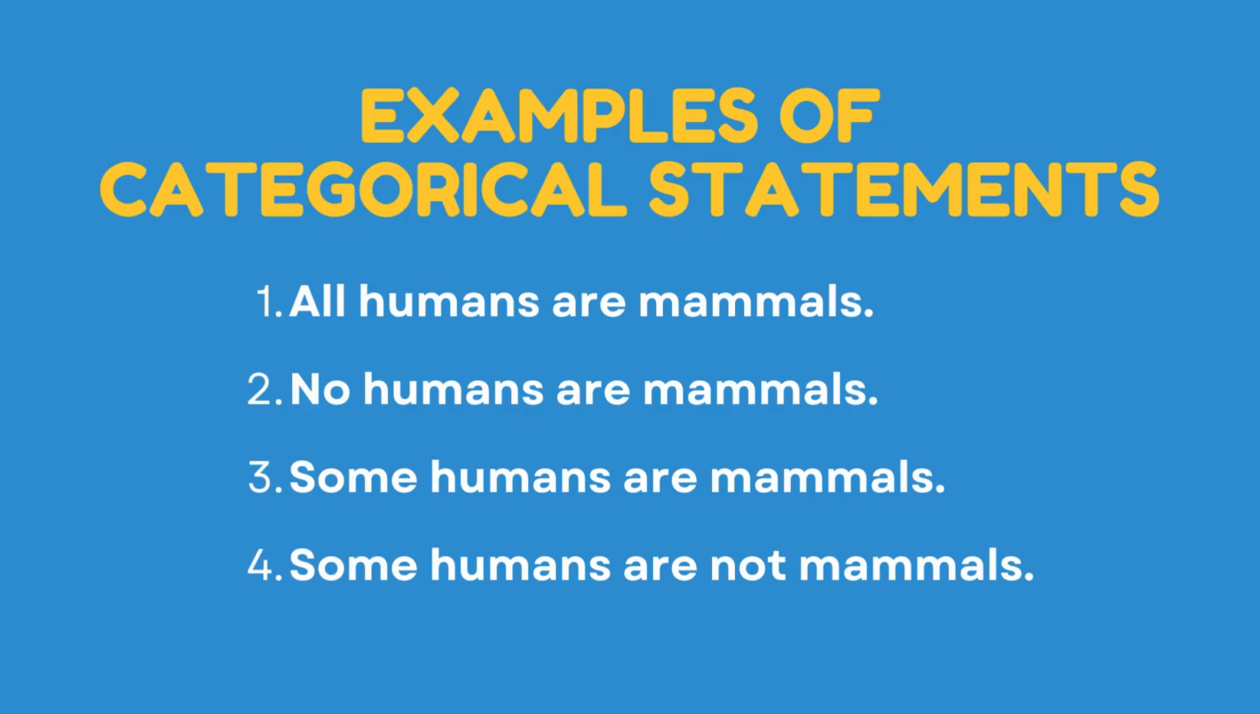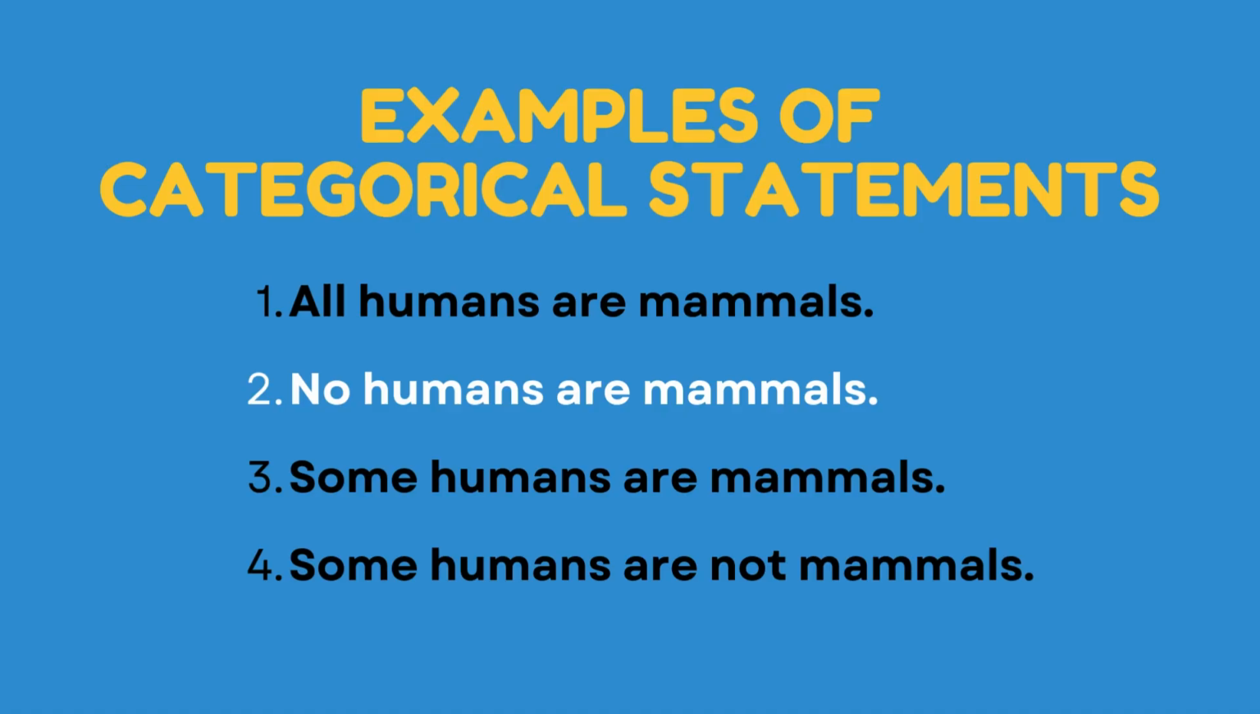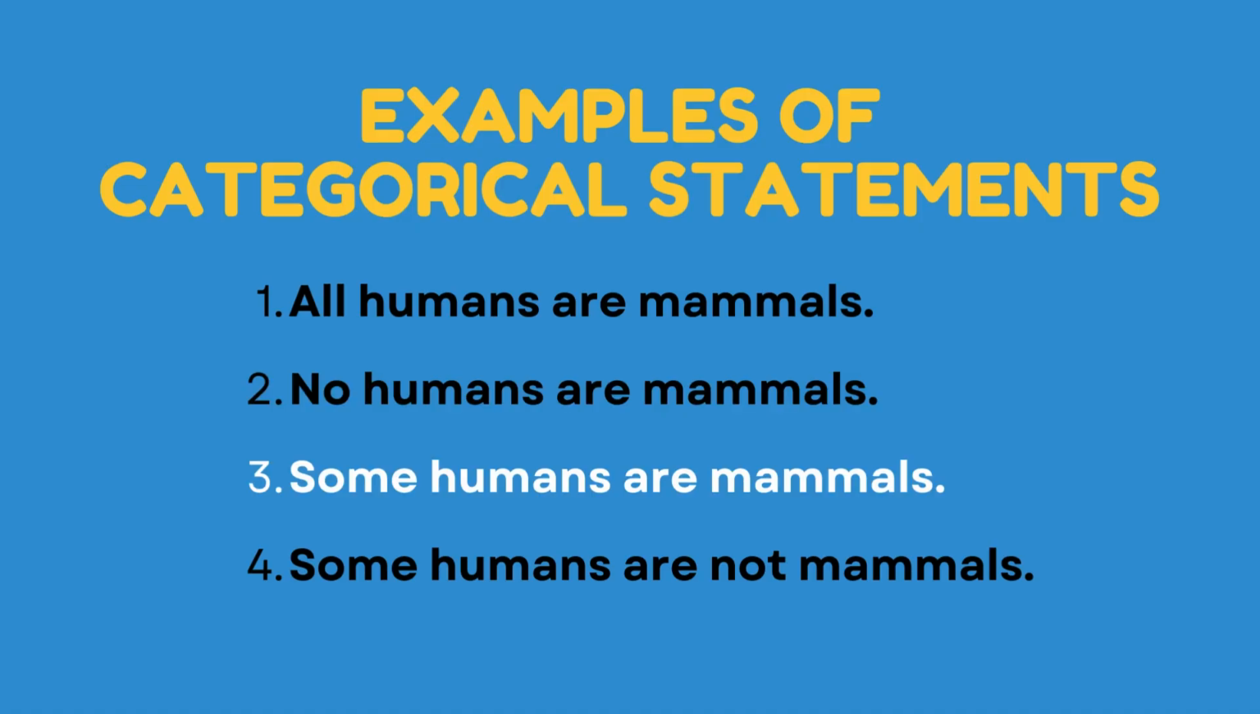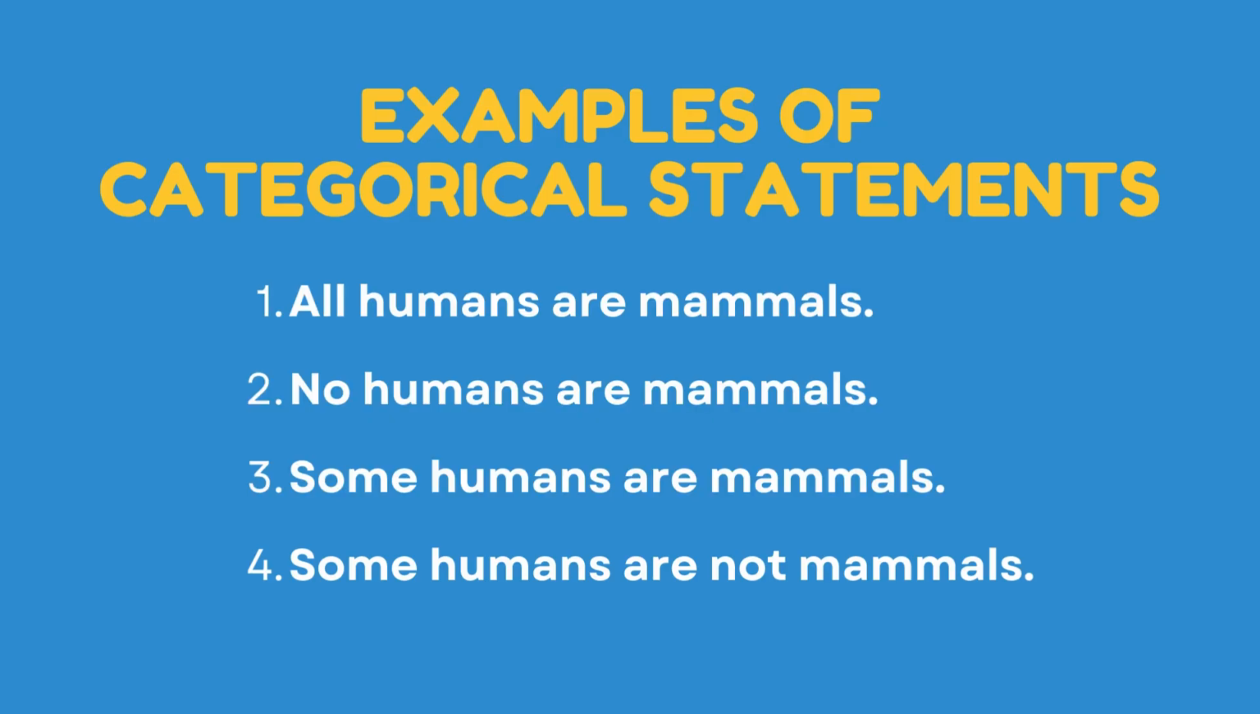Consider, again, our examples of different types of categorical statements. All humans are mammals. No humans are mammals. Some humans are mammals. Some humans are not mammals. Each of these statements can be true or false. To determine whether a categorical statement is true or false, you need to think about whether the statement accurately reflects the way the category that the statement is about actually is in the world. Go ahead and pause this video and see if you can determine the truth value for each statement, and resume the video once you are done.